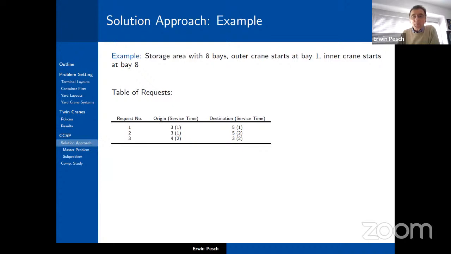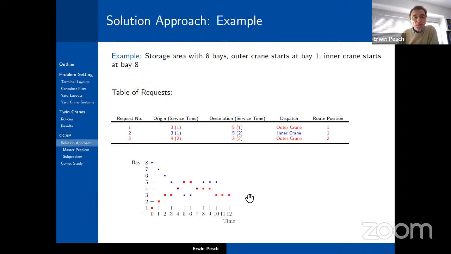And now we have the two cranes, and let's assume that we assign the first and the third request to the outer crane. And the ordering in which the two requests are processed is first the first request and second the third request. And the second request is assigned to the inner crane. So then we get the following solution.